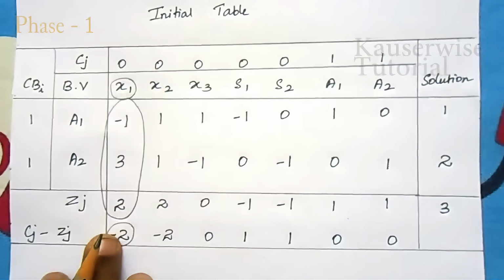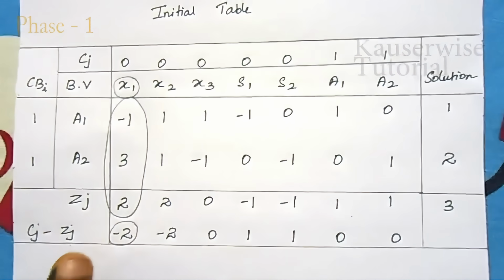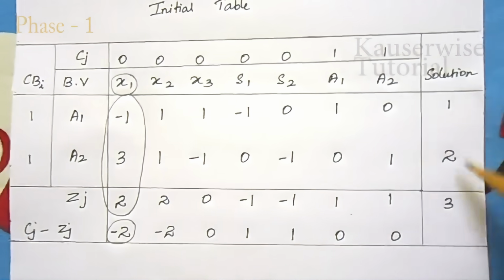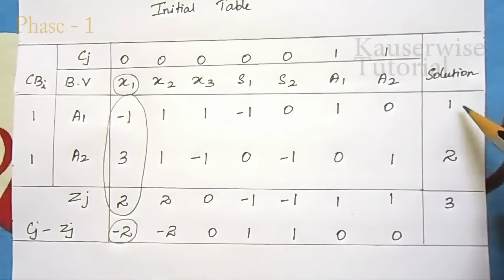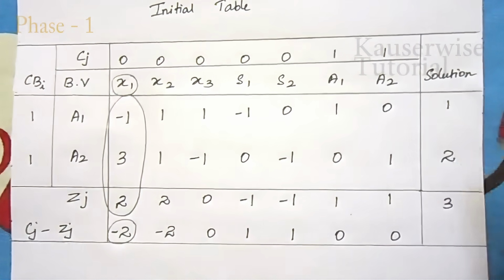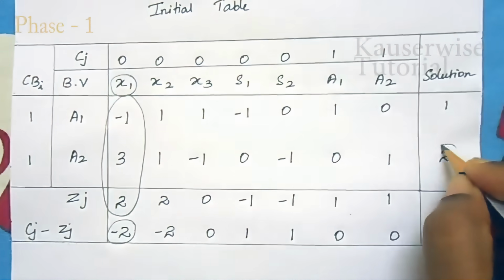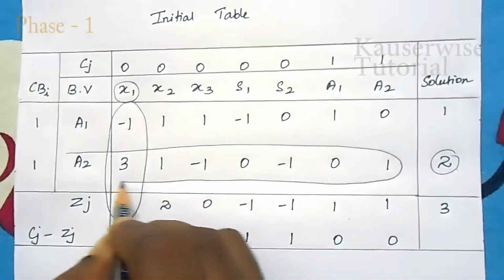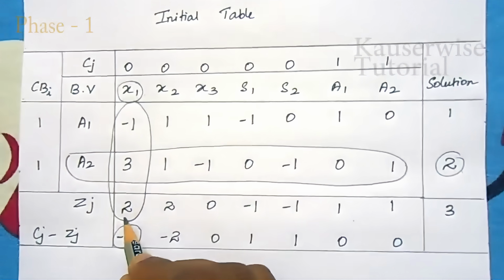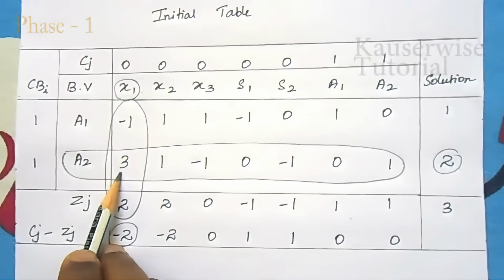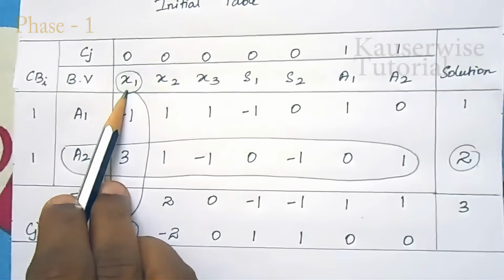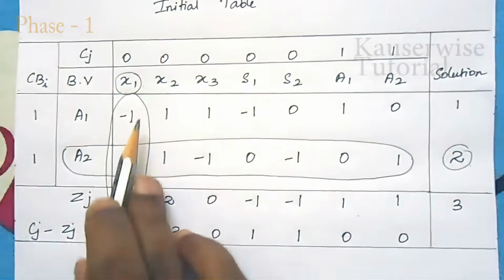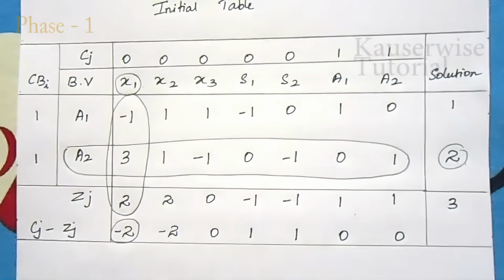After finding the key column, we need to find the key row. In order to find the key row, we have to select the most positive. So in the solution column, we have got positive values. Which one is most positive? 1 or 2? 2 is the most positive. So this is the key row. So A2 is the key row and x1 is the key column and 3 is the key element. So now x1 is the entering variable and A2 is the leaving variable. After finding the key row, key column and key element, now we can proceed further.